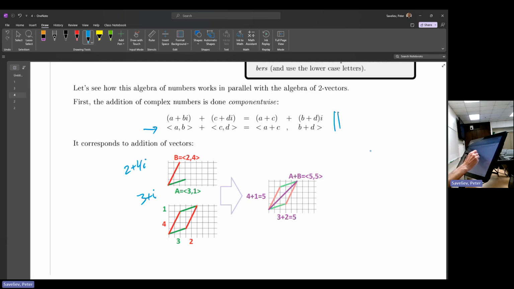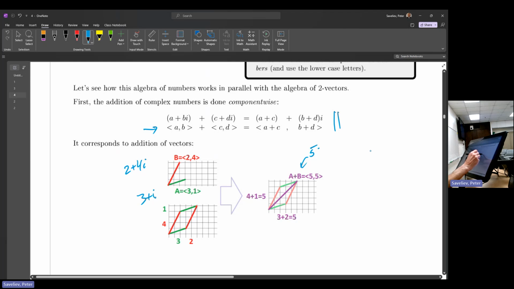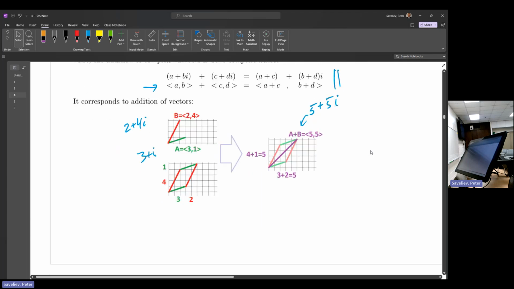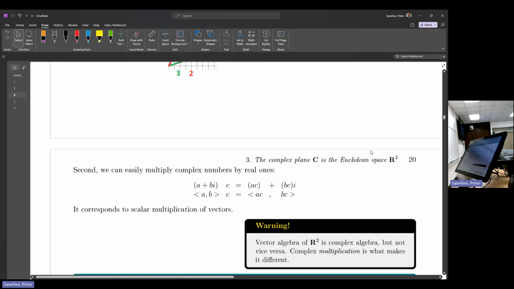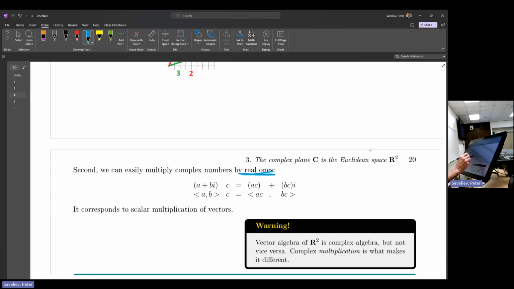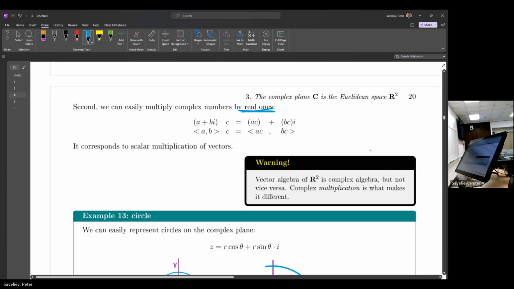And then the result here, I have 5 plus 5i. So it's the same thing. As long as we don't multiply, we're fine, and we think of complex numbers as vectors. There's no difference. Same with scalar multiplication, meaning multiplication by real numbers. Once again, component-wise, do it in the same exact manner.